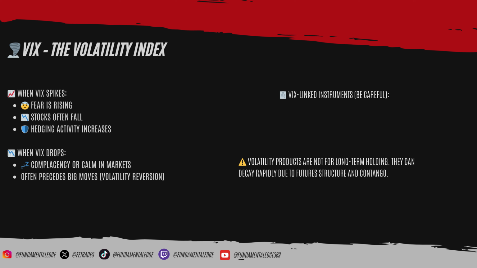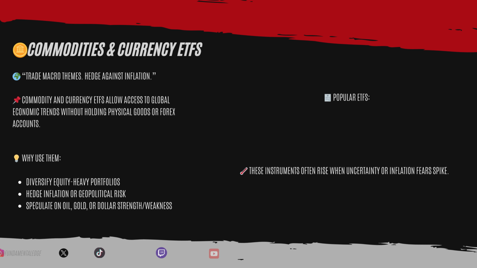From volatility to value, let's talk about how to tap into global trends with commodities and currencies. Commodities and currency ETFs give you access to macroeconomic themes without having to hold physical assets or open a Forex account. Why might you use these? To hedge against inflation, to diversify your portfolio beyond stocks and bonds, to speculate on global movements in things like oil, gold, or the US dollar. For example, GLD tracks gold, often used as a safe haven during market stress.